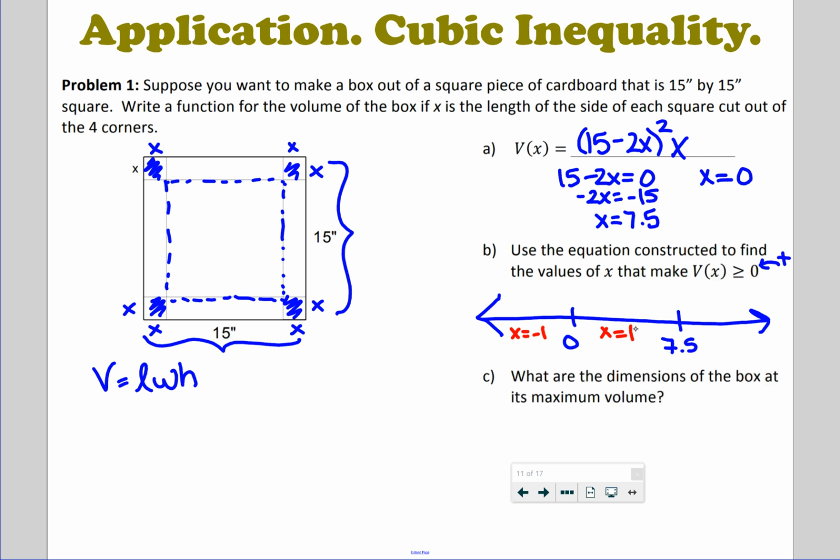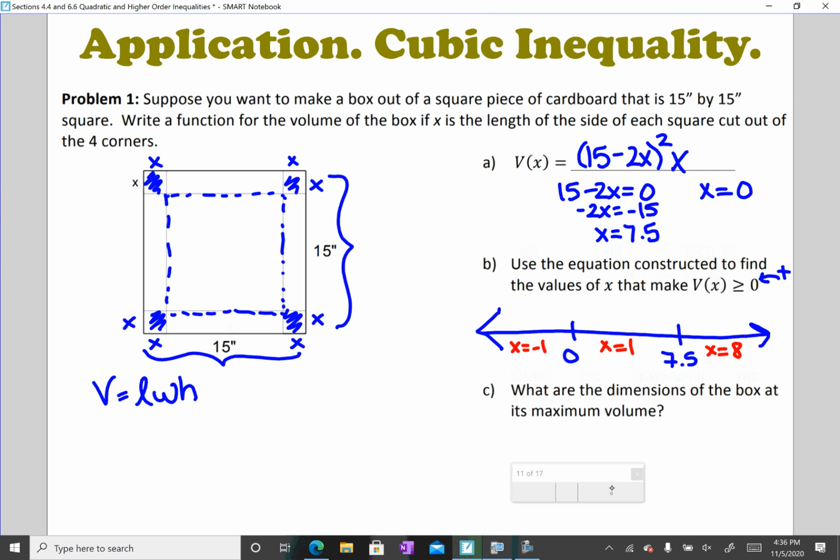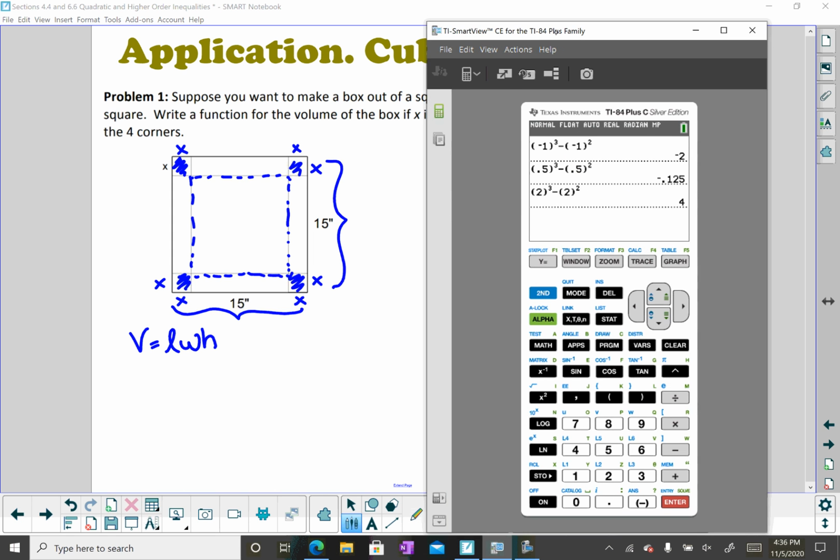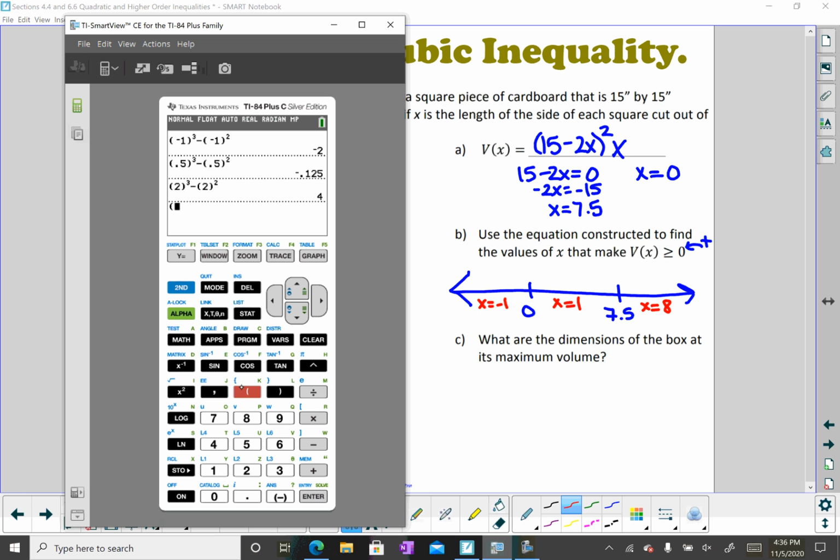You can plug values in. Say I plugged in -1, 1, and 8. We can do that in our calculator. If I plugged -1 into my function, it'd be 15 minus 2 times -1, and both of those parentheses squared, times -1. I get -289. If I plugged in +1, I get 169. And if you didn't catch what I did there, I just hit second, enter, and that's bringing up the last thing I typed in for me to be able to edit. If you want a little shortcut instead of typing everything in.